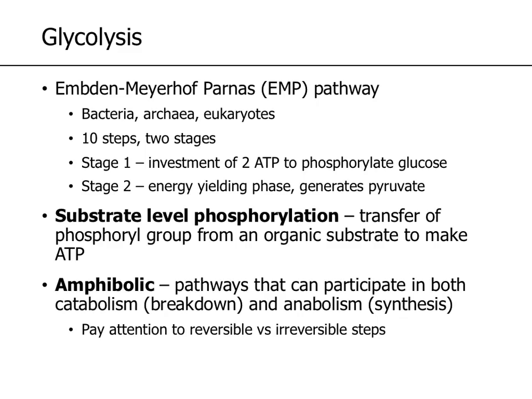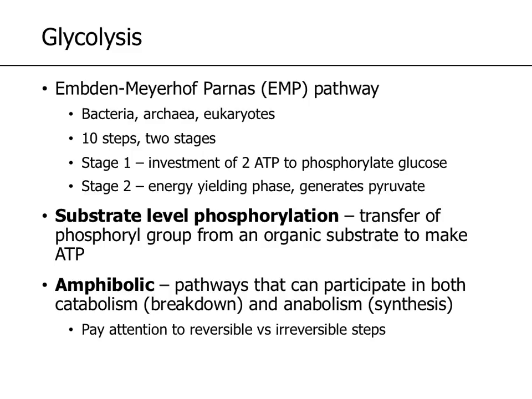All right, so the first one we're going to talk about is glycolysis, also known as the Embden-Meyerhoff-Parnas pathway. So this exists in bacteria, archaea, and eukaryotes. There are 10 steps that are broken down into 2 separate stages. The first stage is the investment stage. So you have to actually invest 2 ATP in order to break down the glucose, and then you're going to end up generating more ATP after that. But the cells do have to invest some energy to prepare it to get broken up. Then the second stage is the energy yielding phase. So this is where it actually gets split into 2 pyruvate.